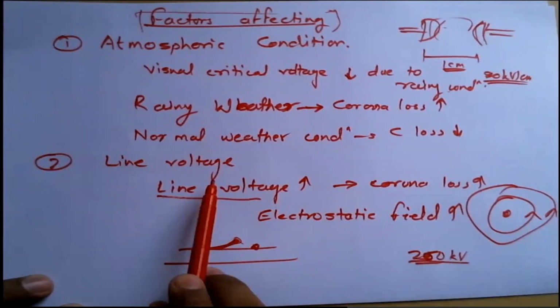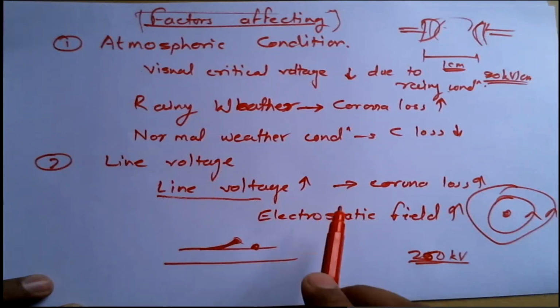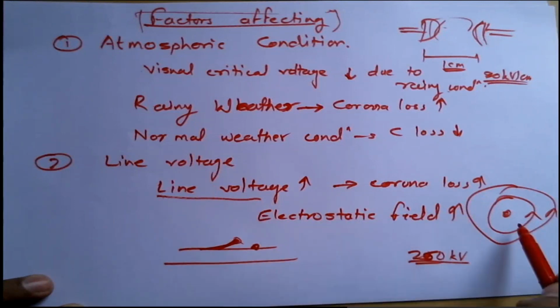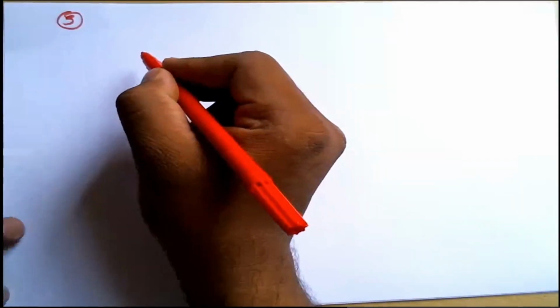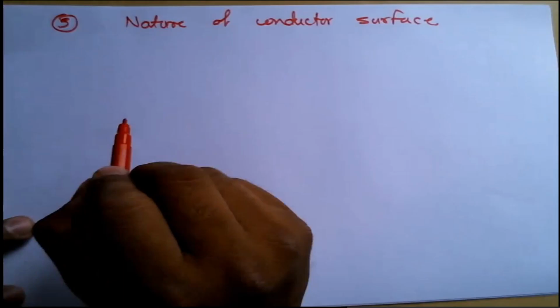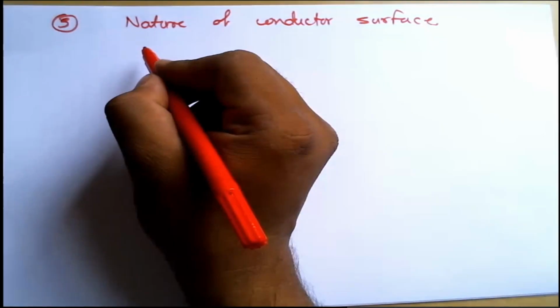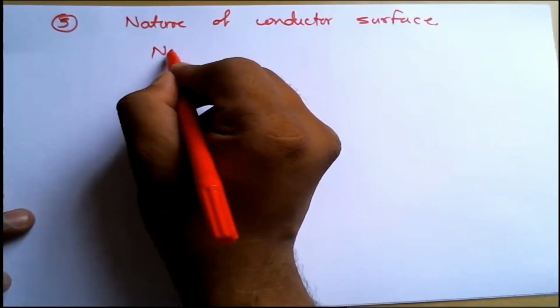So the second factor is line voltage. As I told you, when line voltage increases, the electrostatic field near the conductor increases, and it will lead to an increase in corona loss. Next point, third one, is the nature of the conductor surface. Okay, so there may be two conditions. One is a non-uniform conductor surface.